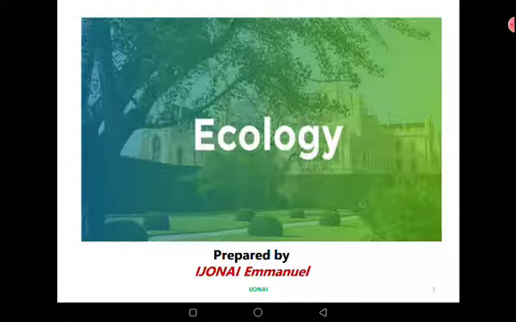The topic is ecology, and in today's lesson we shall look at the definition for ecology. We shall also look at some key terms in ecology that we need to define, and then we shall look at the biotic and abiotic factors.